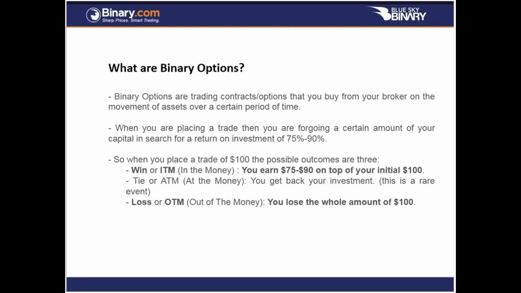The second outcome could be a tie, so you go at the money, and in this case, you just get your investment back. And this is a very rare event. It happens statistically 5% of the time, but it can still happen. And yeah, of course, we have a third outcome, which is losing the option. So in this case, you go OTM, which means out of the money. And in this case, you just lose the whole amount of your initial investment, which in this case is $100.